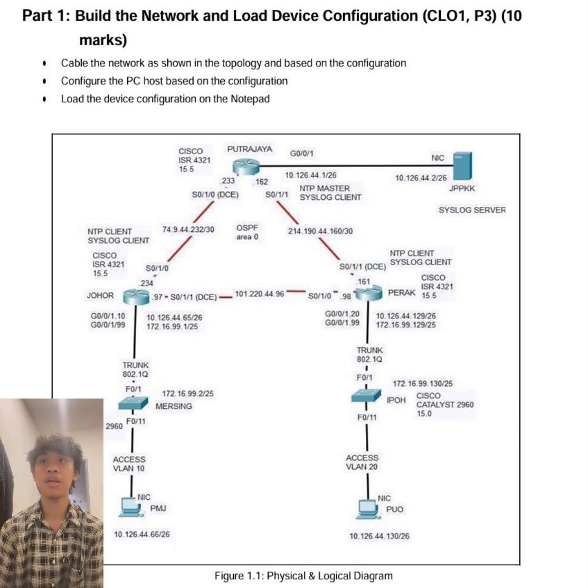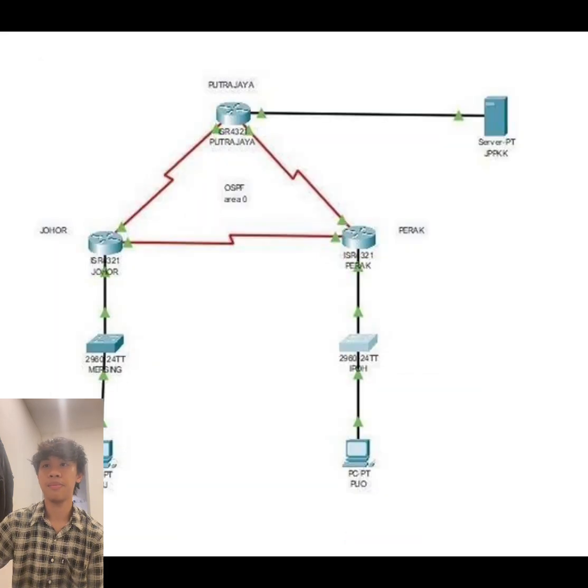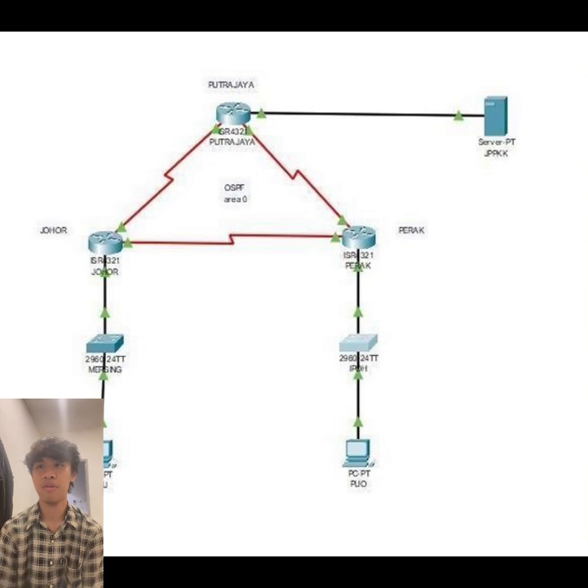So first, cable the network as shown in the topology and based on the configuration. Second, configure the PC host based on the configuration. Load the device configuration on the notepad. So it has been given the physical and logical diagram as we can see here. It's a topology. Alright. So for my topology, we have 3 routers, 2 switches, 2 PCs and 1 server, like you can see here.